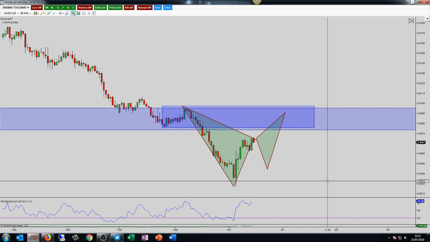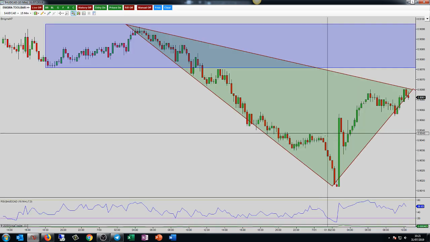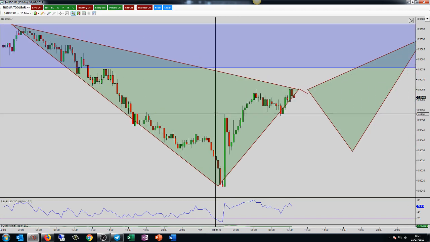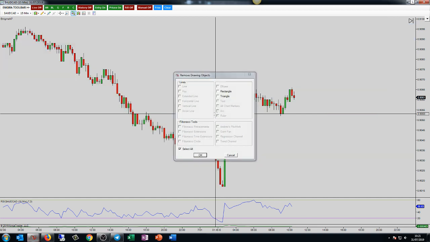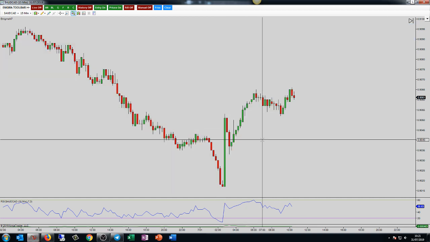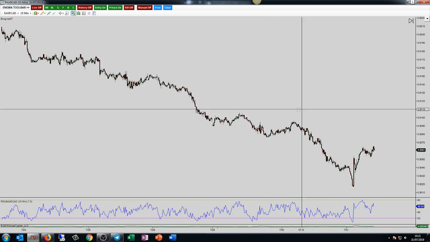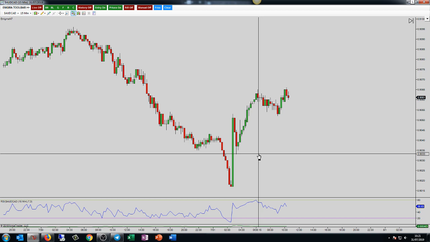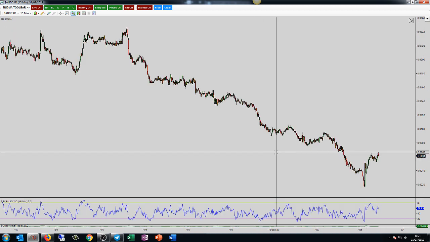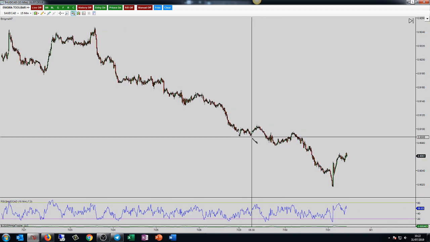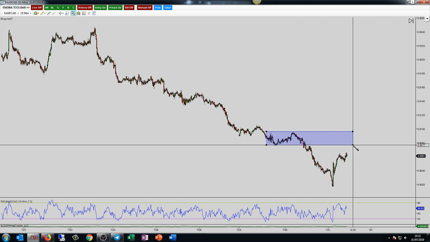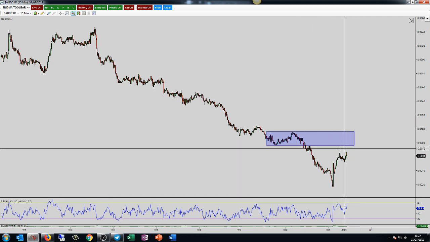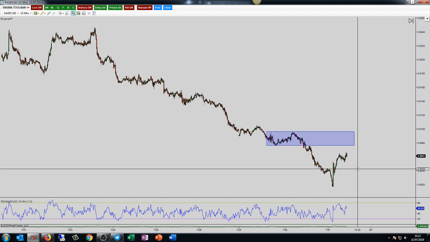That's going to be some time away. Let's go and take a look at the 15. And on the 15, we do not have a great deal. So I'm really waiting for price to come as a minimum to this area. And we'll see if it offers any opportunities.